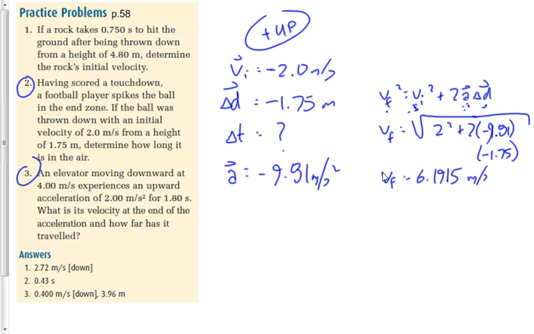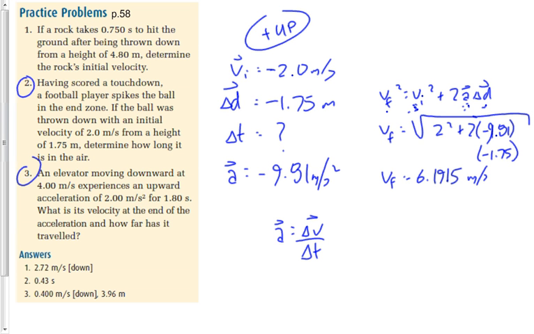So we got 6.1915 meters per second. How many people did it that way and got that answer? Anybody? No? Okay, fair enough. Now I think I want to use A is equal to delta V over delta T. I'm going to rearrange that to solve for T.